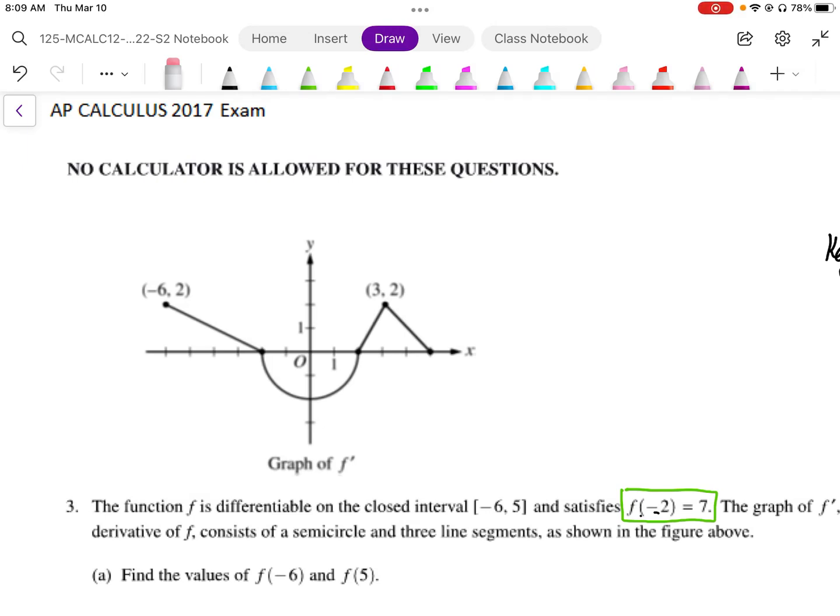Question number 3 on the 2017 exam is a no calculator question. And we've been given a graph of f prime, and we're going to be asked questions about the f function and later on the f double prime.